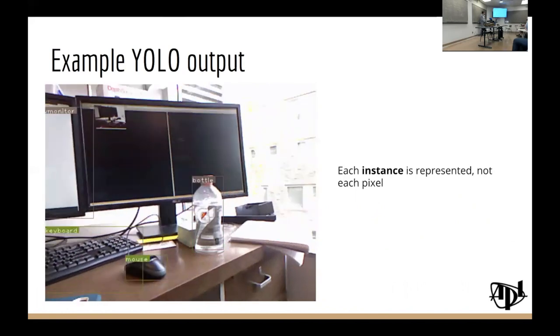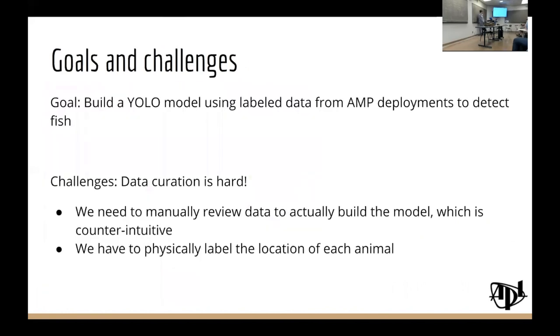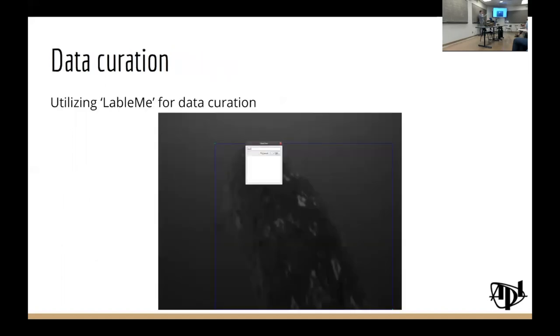All right, so the goal then, using this model, is to build a YOLO model using labeled AMP images. However, this is extremely difficult because data curation is hard. In order to build this model, I need to have lots and lots of images of AMP data. But how am I going to get that? And so we have to physically label the location of each animal. To do that, I have to physically drag a bounding box over a seal, to say it's a seal. And you have to do that, you know, 10,000 times. It takes a very, very long time. And so this is one of the fundamental problems with it.